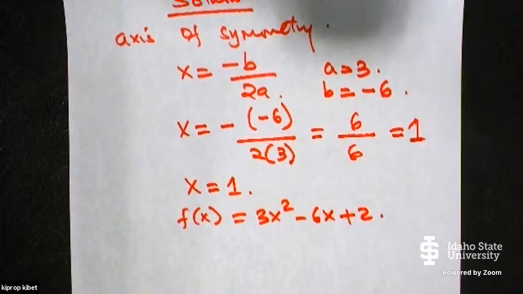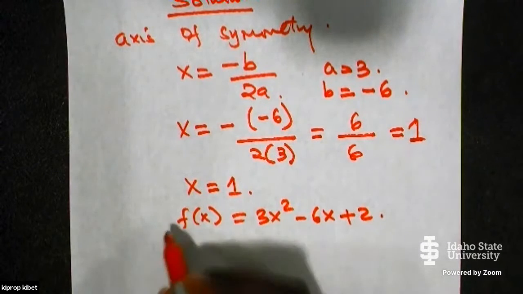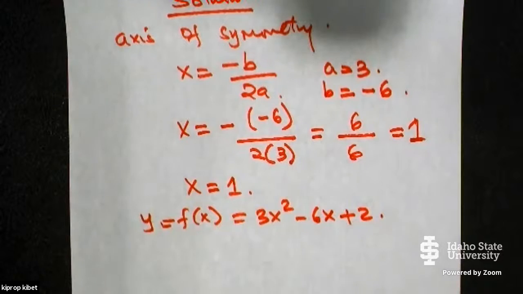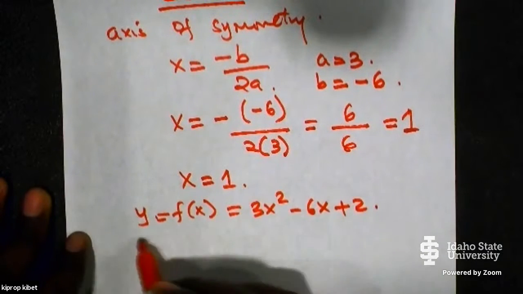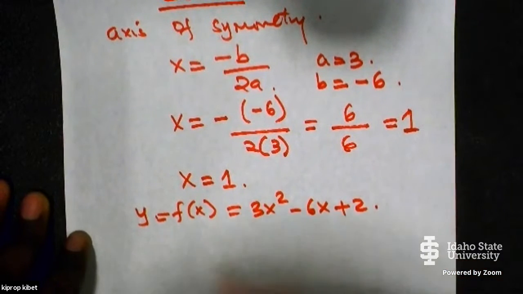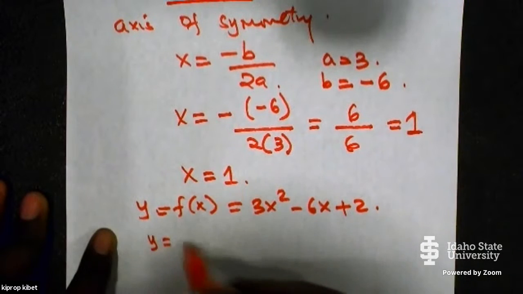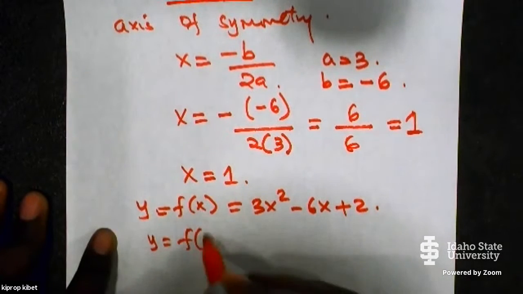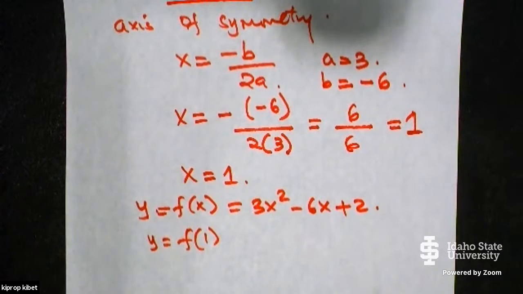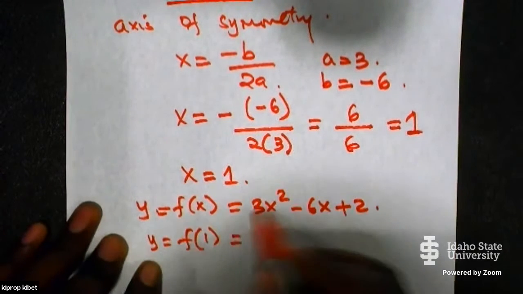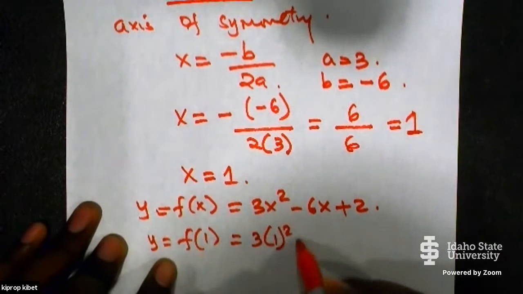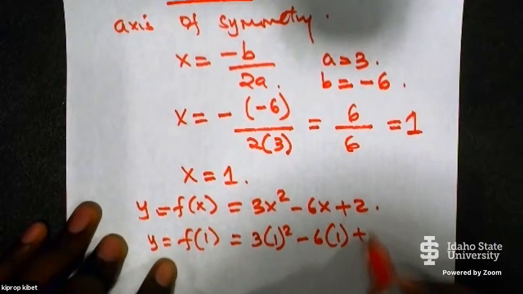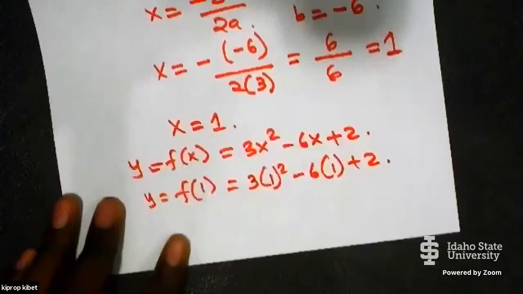Now, how should we get the point? I say this f of x is similar to y. So we now substitute the value of x into this equation. We get y equals f of 1, since we know x is 1, right? So f of 1 equals, where there is x we put 1: 3 times 1 squared minus 6 times 1 plus 2.